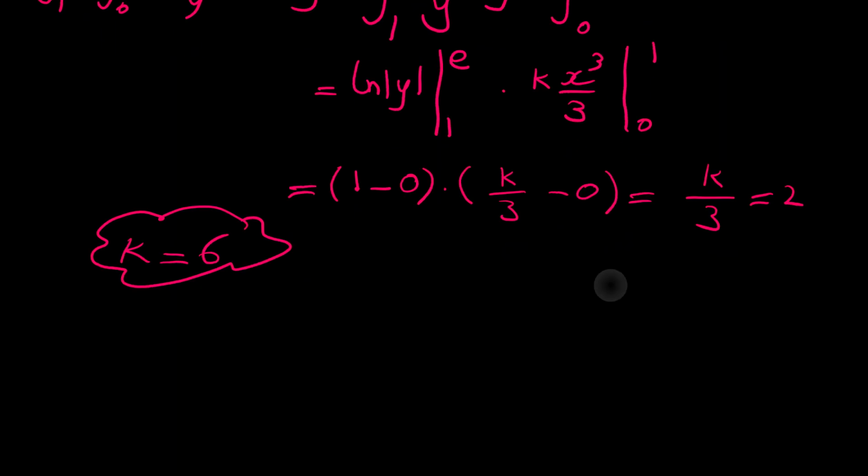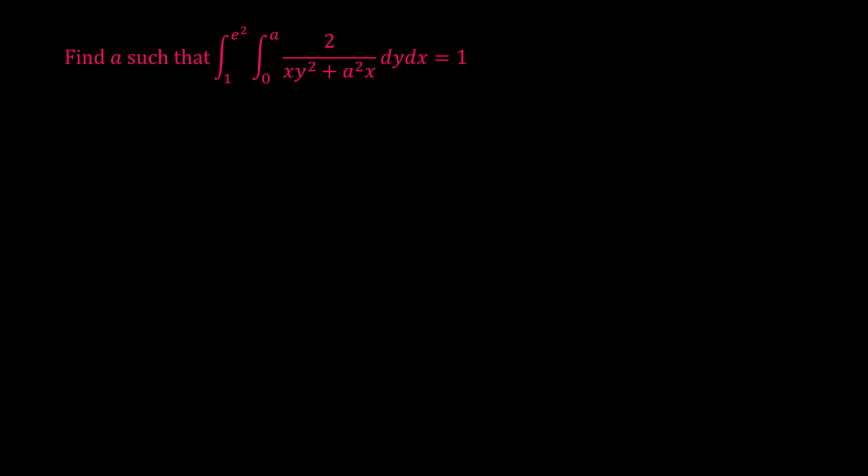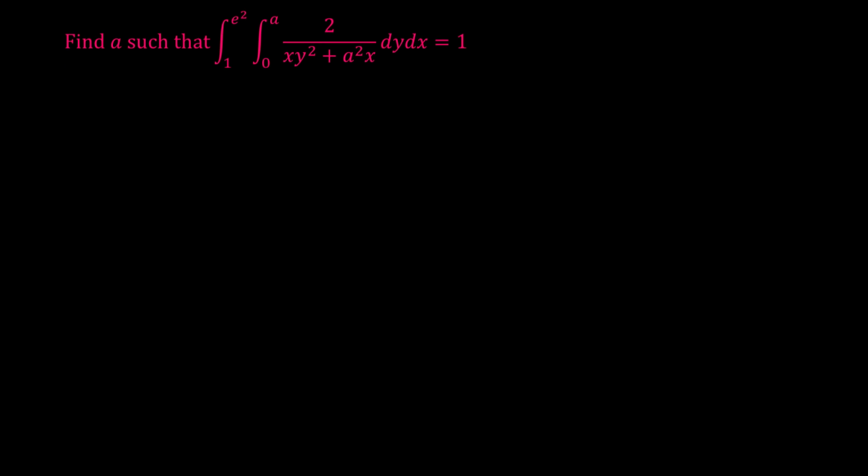Now let me show you the other example. Find a such that the integral from 1 to e to the 2, integral 0 to a of 2 over x y to the 2 plus a to x dy dx equals 1.